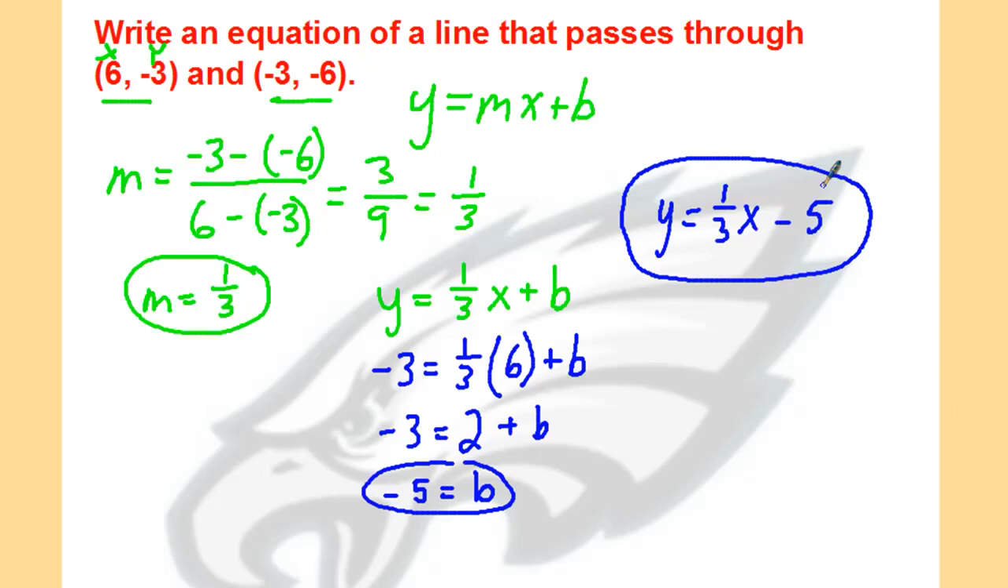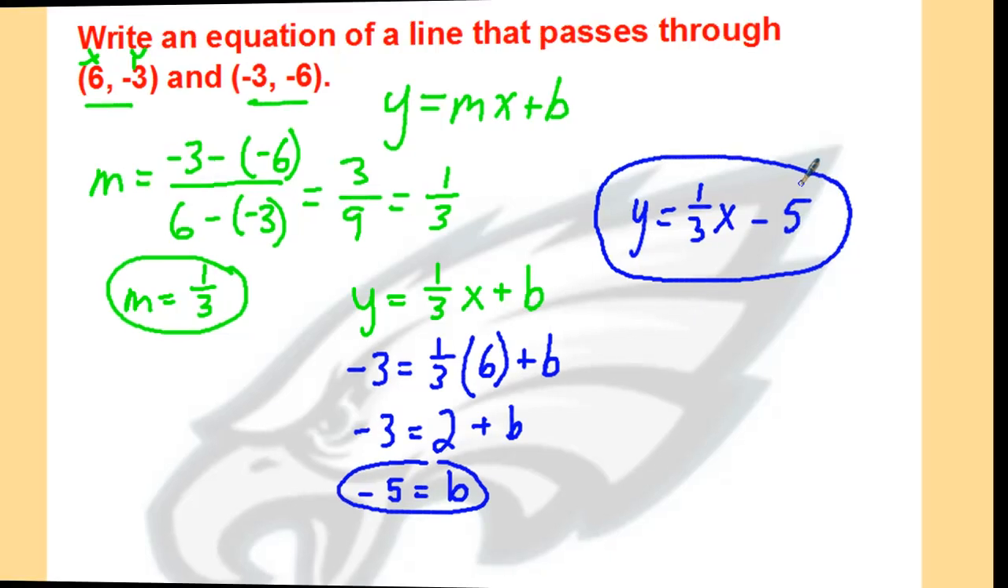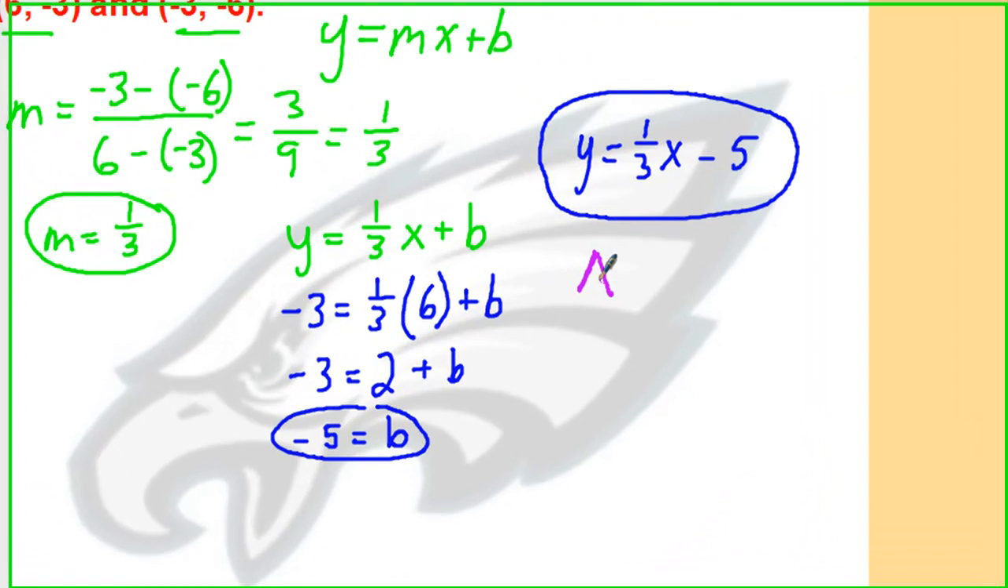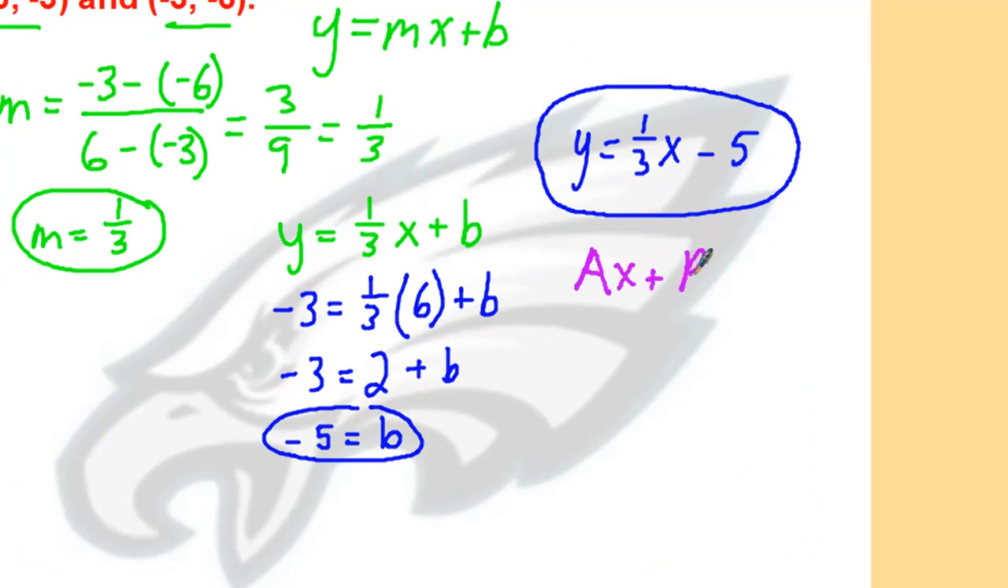Now, with that said, this may not be the answer if this is a multiple choice question or a PSSA type question. We may see all the answers given in standard form. So I want to make sure you understand how you can go from slope-intercept form to standard form. If you recall, standard form of a linear equation is ax plus by equals c, where a, b, and c are integers.